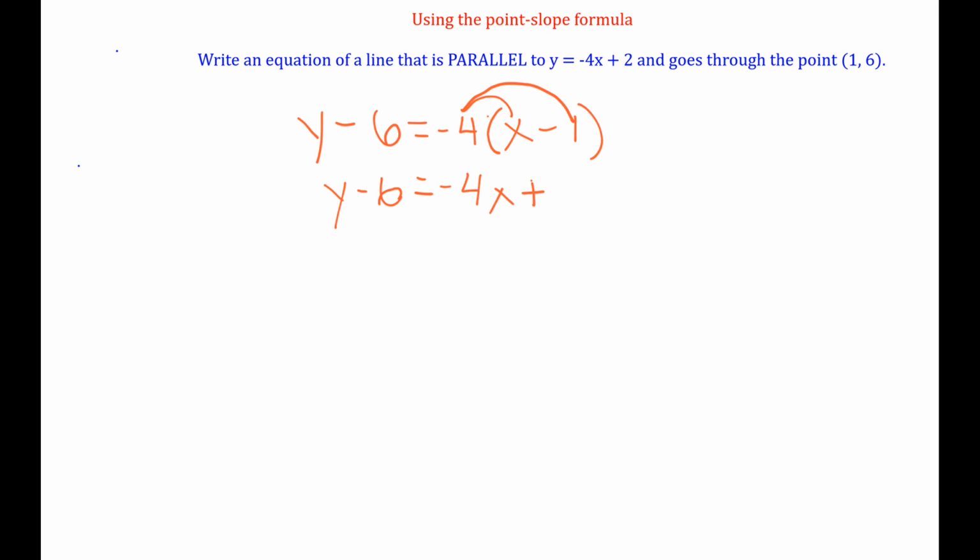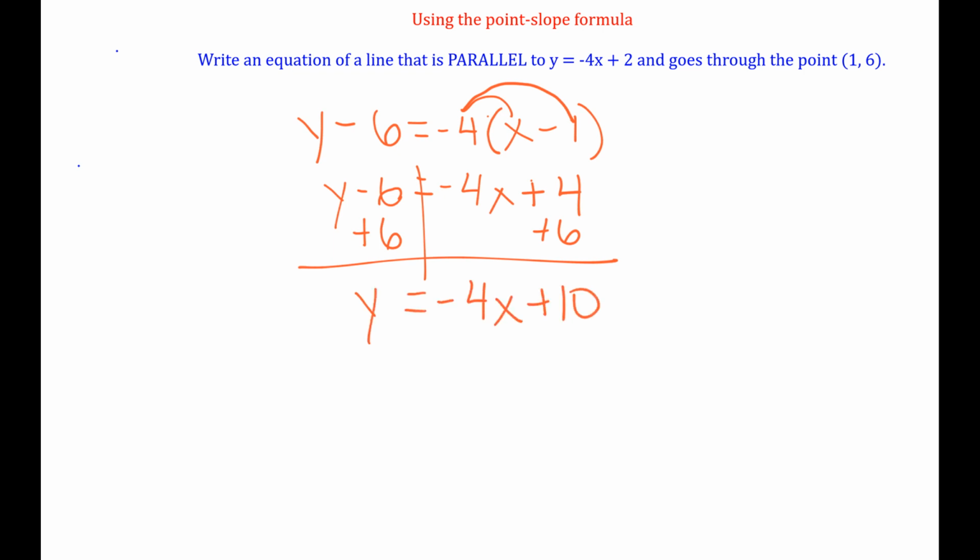I can get it to right here. And then I'm going to be adding 6 to both sides. So I get y equals negative 4x plus 10, which is the same thing I got doing it the other way.